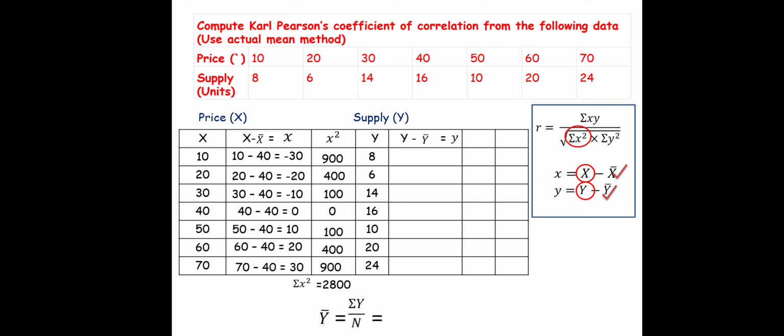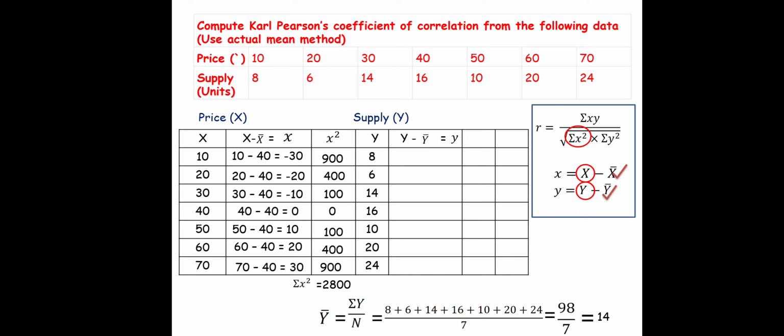So you need to sum up all these y values. 8 plus 6 plus 14 plus 16 plus 10 plus 20 plus 24 divided by 7. 7 is n, that is the number of observations. So add up all these things, we will get 98 divided by 7, which is 14. Okay, so y bar is 14 and the capital Y value we have got already.